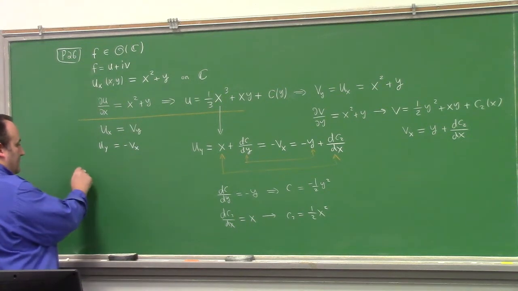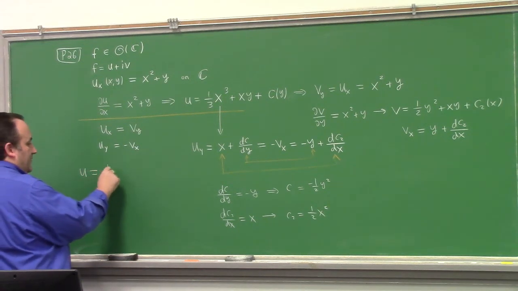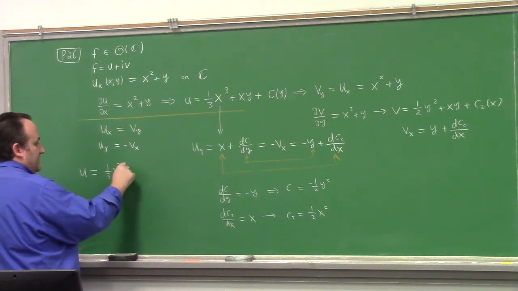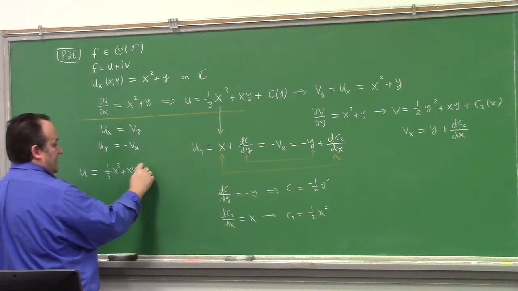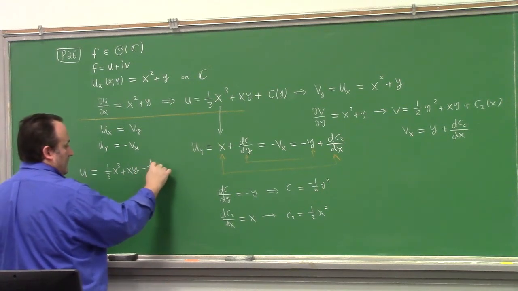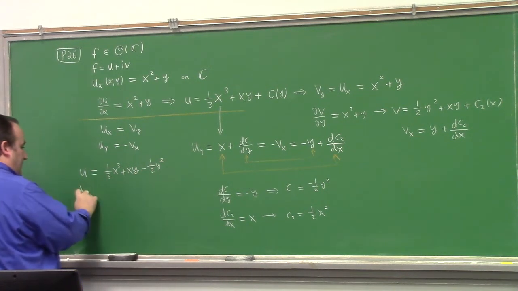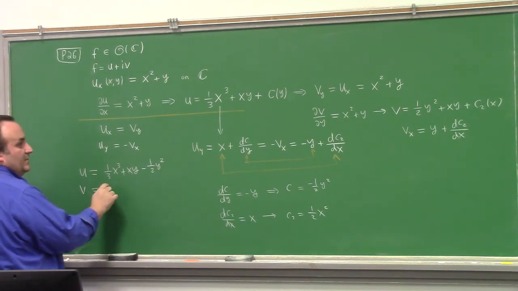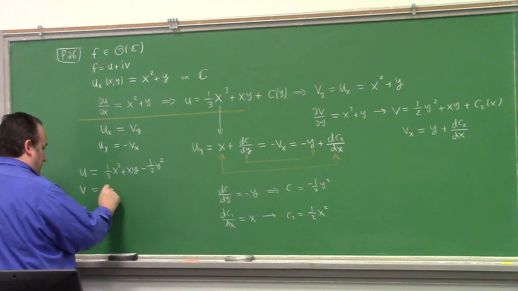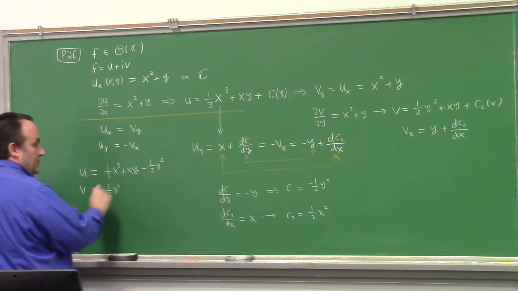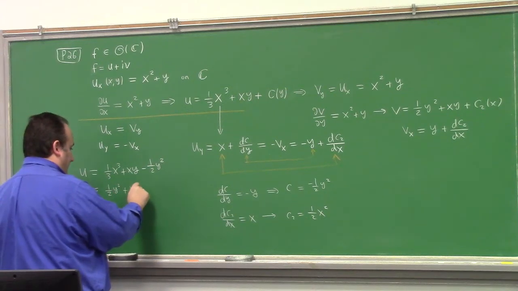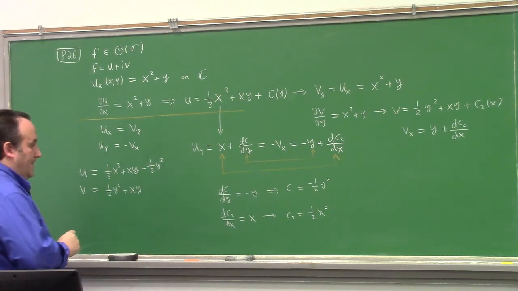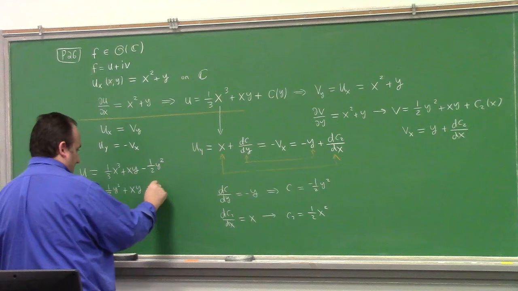u is equal to 1/3 x cubed plus xy plus, let's see here, minus 1/2 y squared. And v, of course we can add a constant, right? But v is equal to, what was it? 1/2 y squared plus xy plus 1/2 x squared, yeah?